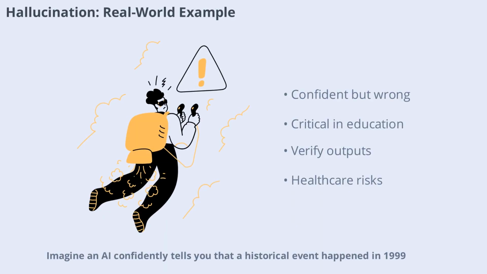Imagine an AI confidently tells you that a historical event happened in 1999, when in fact it occurred in 1989. Even though the answer sounds convincing, it's factually wrong. This is a classic hallucination, and it shows why verifying AI outputs is so important, especially in critical applications like education or healthcare.